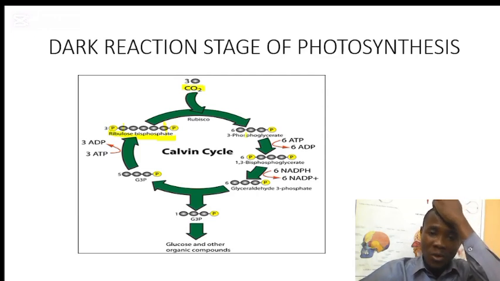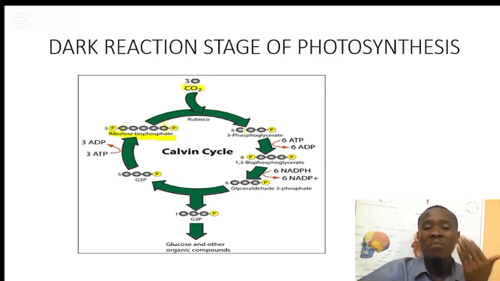Now, these 18 carbon atoms, as I told you, will form many unstable intermediaries. But the first stable one that will be formed will be 3-phosphoglycerate. Now how many carbon atoms do we have here? We have 1, 2, 3. 3 times 6 gives us 18. So we are still maintaining the 18 carbon atoms as explained earlier.